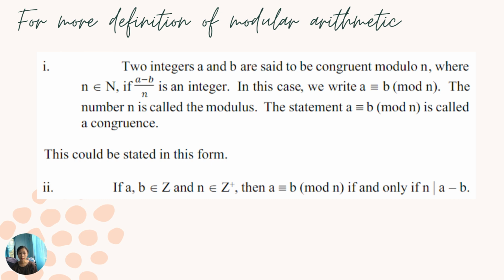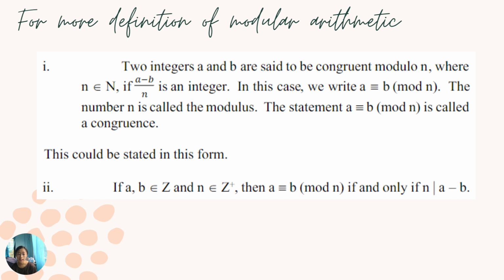Okay, for more definition of modular arithmetic, two integers a and b are said to be congruent modulo n, where n is an element of capital N, if, this is the rule, a minus b over n is an integer. In this case, we write a is congruent to b modulo n. The number n is called the modulus. The statement a is congruent to b modulo n is called a congruence.